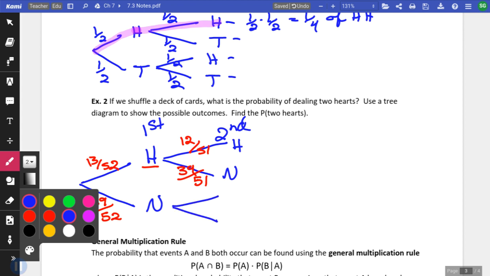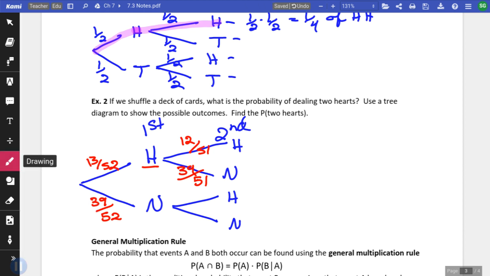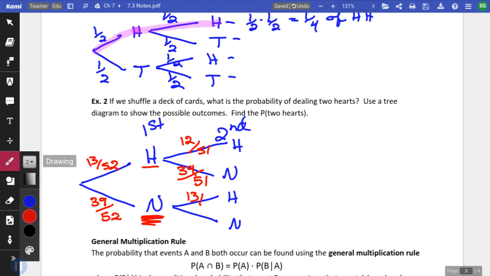Okay. For the second, if you picked a not heart the first time, you got a heart or a not heart the second time. Well, our probabilities are different. How many hearts are left in the deck if you picked a not heart the first time? There's still 13 hearts left, but only 51 cards. How many cards in the deck are not hearts? Well, you picked one of the 39, so now there are 38 not hearts. So it's 38 out of 51.